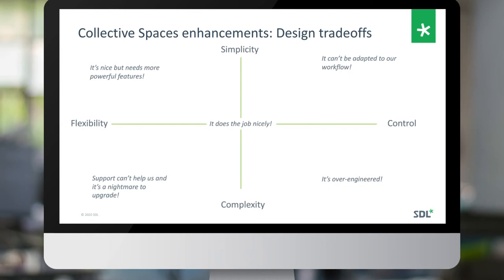So, if it is too simple and locked down, then people will feel it just can't be adapted to their own workflow. If it's locked down and overly complex, you might say, well, it's just over-engineered. If it's highly complex and highly flexible, ultimately it just becomes unmanageable and we can't guarantee you the same great experience and quality that we would always do. And it even becomes more complex to upgrade.